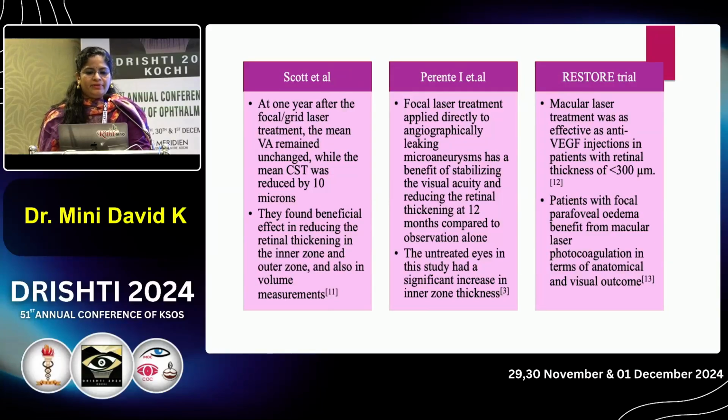A study by Pierente et al. reported that focal laser treatment applied directly to angiographically leaking microaneurysm has a benefit of stabilizing the visual acuity and reducing the retinal thickening at 12 months compared to observation alone. The untreated eyes in the study had a significant increase in inner zone thickness.